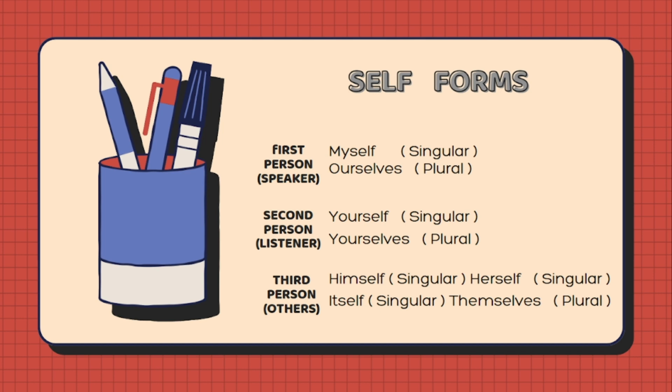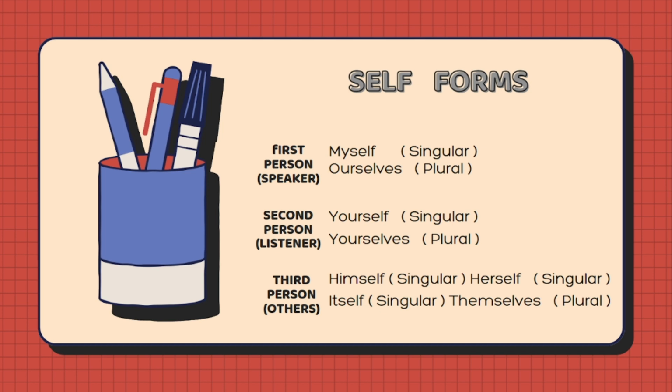Regarding these self forms, you have been explained in reflexive pronoun topic. To make the action of the verb fall back upon the subject itself, or to make the action of the verb fall back upon the doer of the action itself, these self forms are used. You have been taught that in reflexive pronoun.